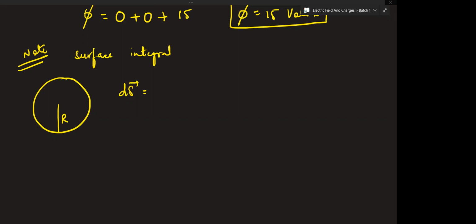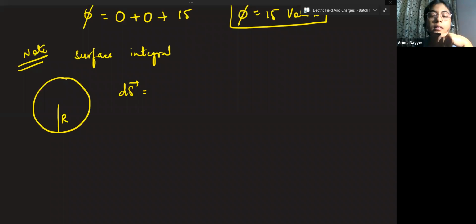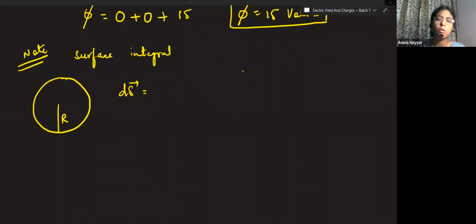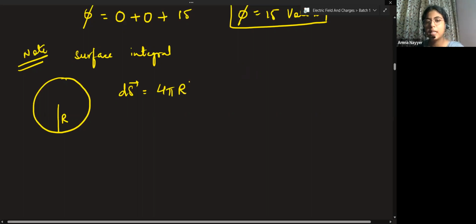Could you repeat your question? 4 pi r square. Yes, Khalid? 4 pi r square. Correct. From your basic mathematics, you all know. So if a sphere is given to you, capital R is the radius, it will be 4 pi capital R square. So the surface area integral that you will be considering, you will be putting 4 pi R square by yourself only.